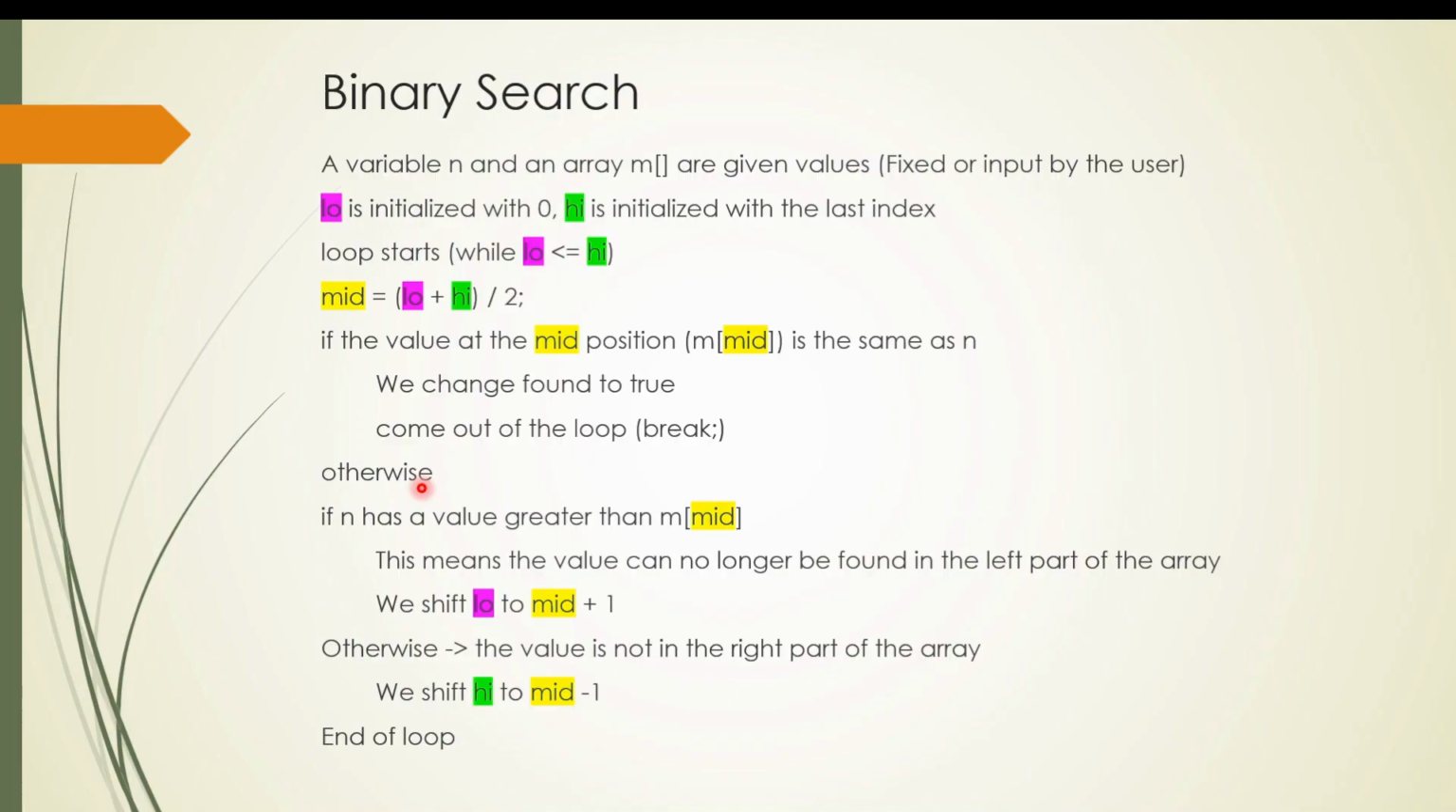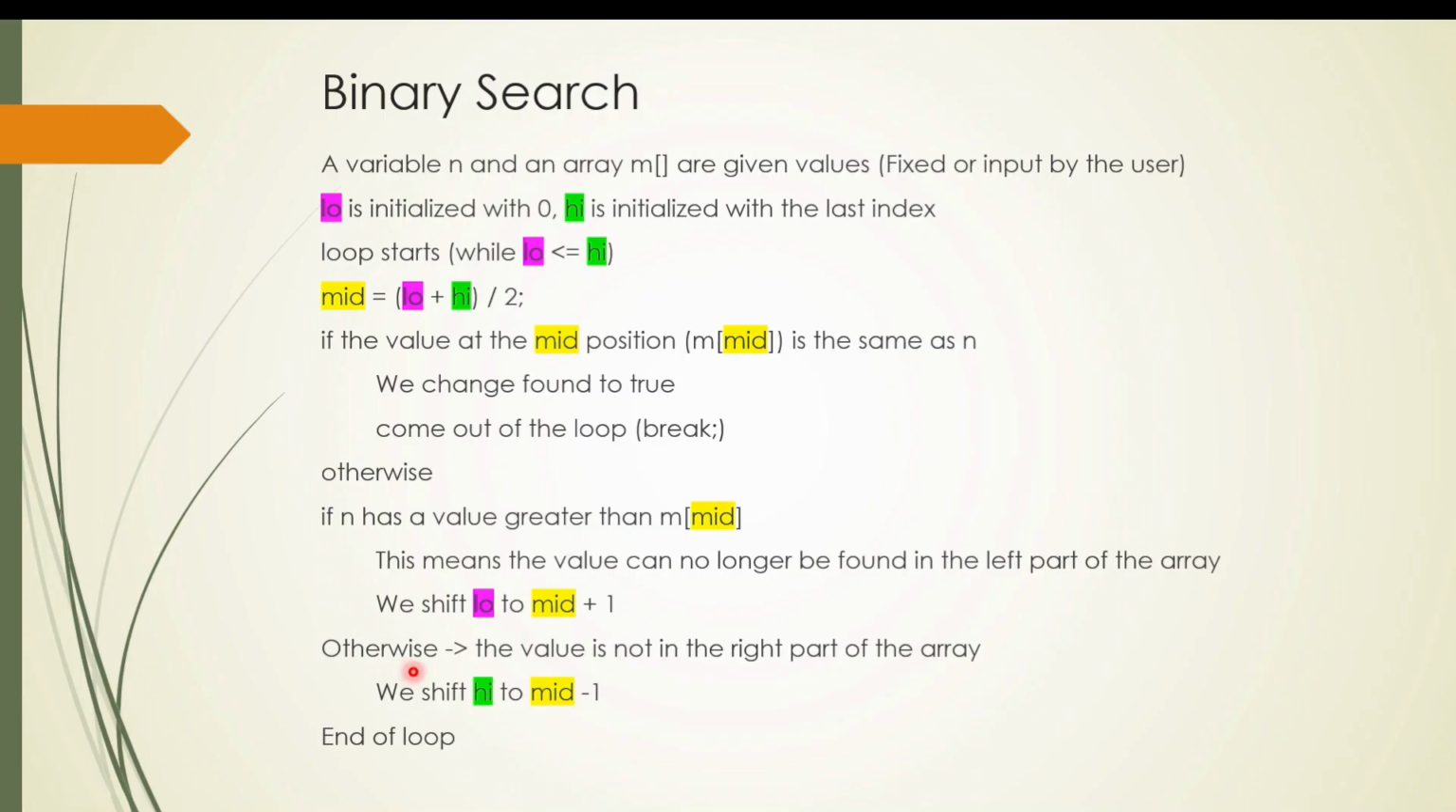Otherwise what do we do? We need to figure out whether the number is on the right side of the array or the left side of the array. So what do we do? We check whether n, the number that I'm looking for, has a value greater than m[mid]. If it is greater than m[mid], it is not in the left side. So this means the value can no longer be found in the left part of the array. So we shift low to mid plus 1. We had discussed this earlier.